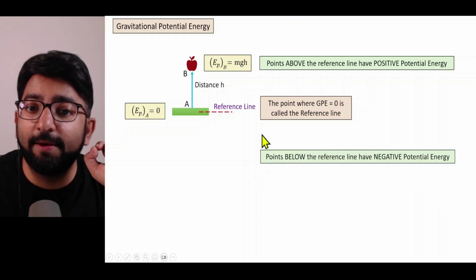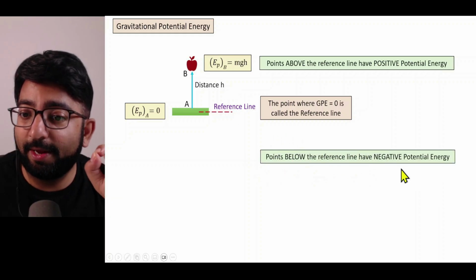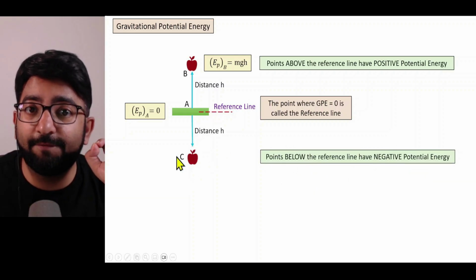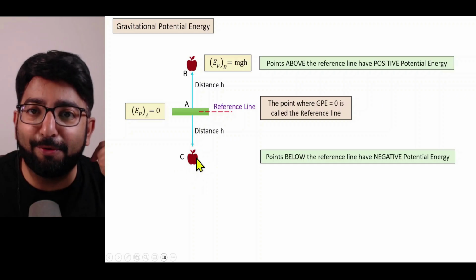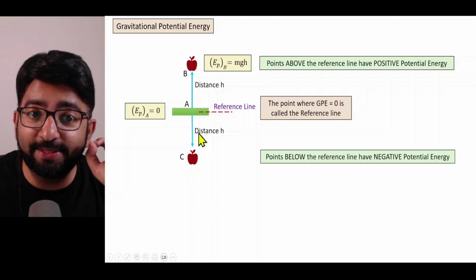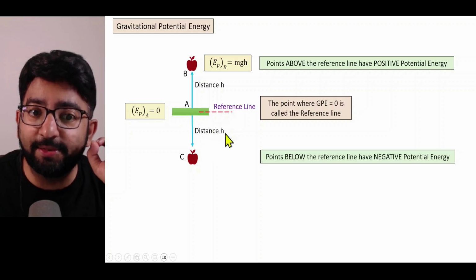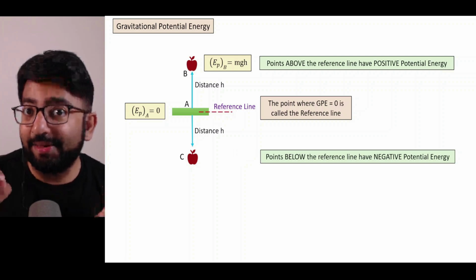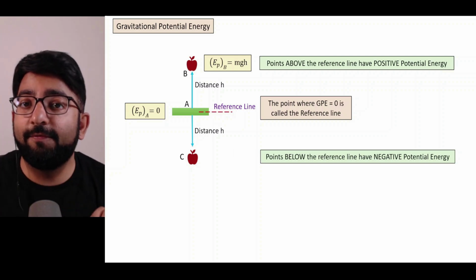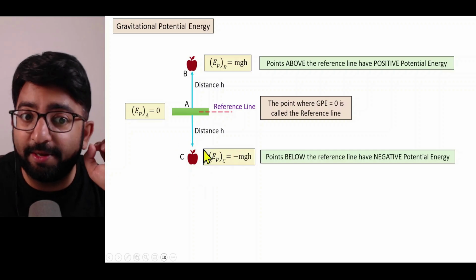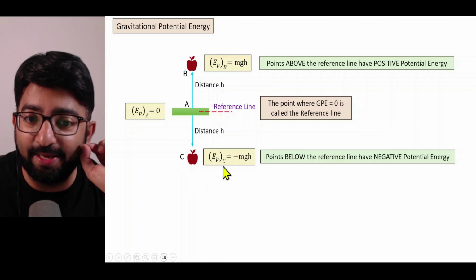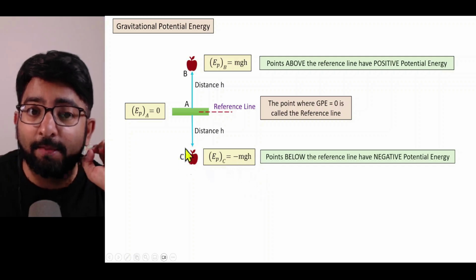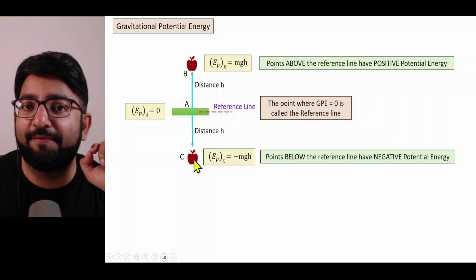On the other hand, if you have points which are below the reference line, they have negative potential energy. Let's look at the same image. We have the apple, but under the ground, or below the ground. In this case, the distance between A and C is h only, the same as above. So the magnitude of the potential energy will still stay the same, mgh, but it will have a negative sign. So the potential energy of the apple at the point C will be equal to negative mgh. Now, why do we put a minus sign? Because the object is under the reference line.